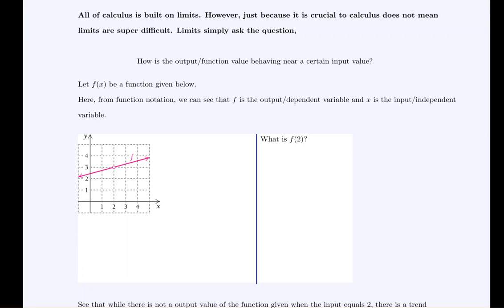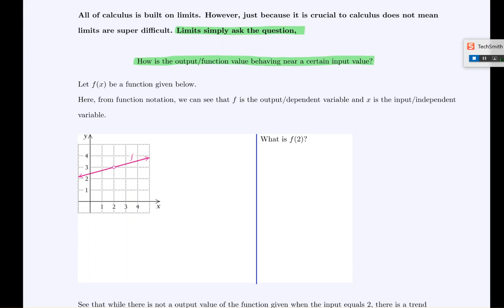Let's now turn our attention to the idea of limits. Now, all of calculus is built on the idea of limits. However, just because it's crucial to calculus does not mean that limits are super difficult. All a limit asks is the question: how is the output, or said in another word, the function value, behaving near a certain input value?